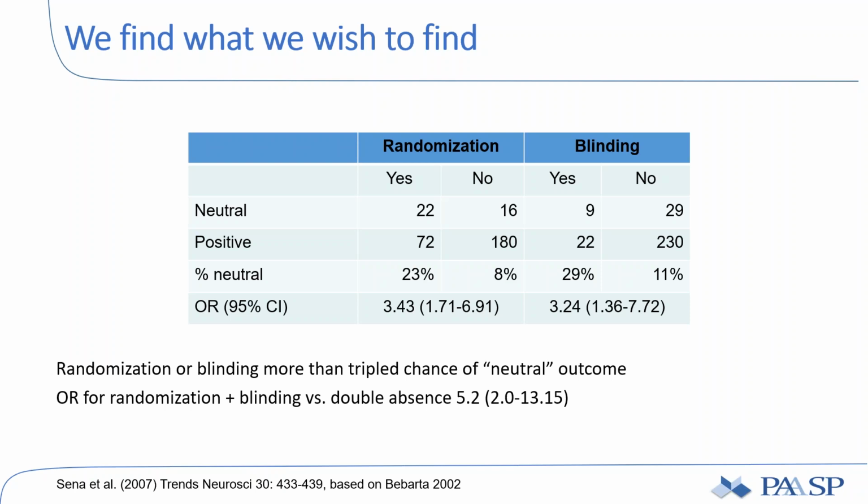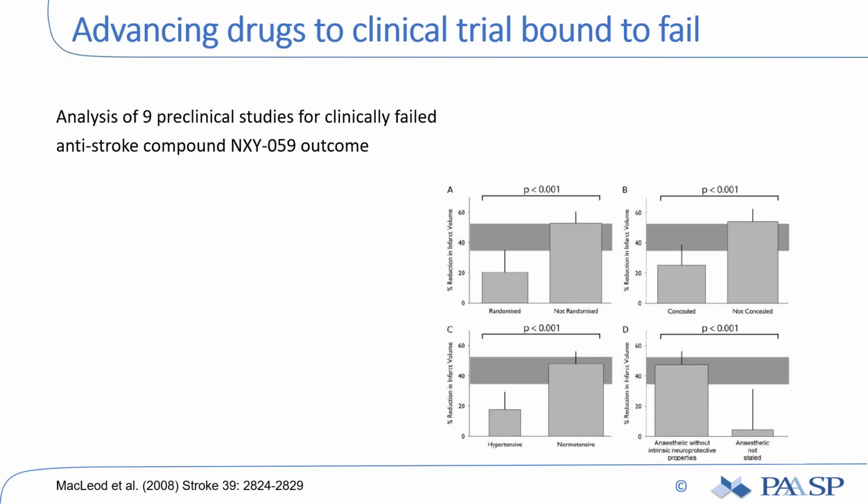Having applied randomization about tripled the chance of getting a neutral response, and so did blinding. And studies using both randomization and blinding had a 5-fold probability of finding a neutral response compared to those that applied neither randomization nor blinding. And I have shown you this slide before, that big effects of this experimental drug NXY059 were only observed in the non-randomized, non-blinded studies.